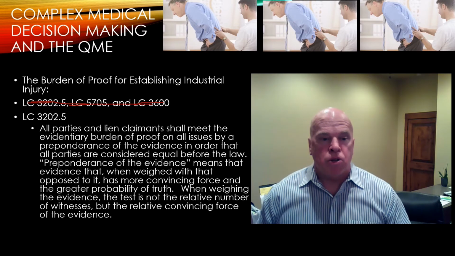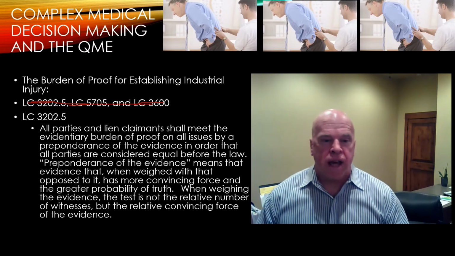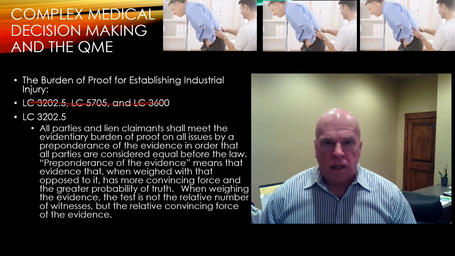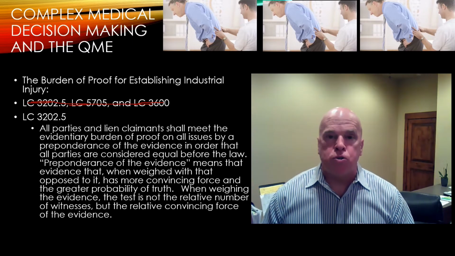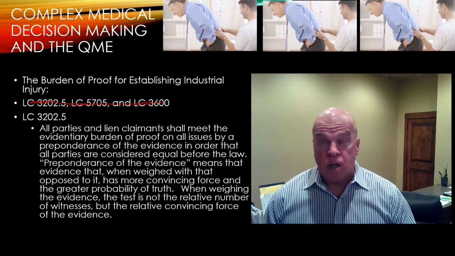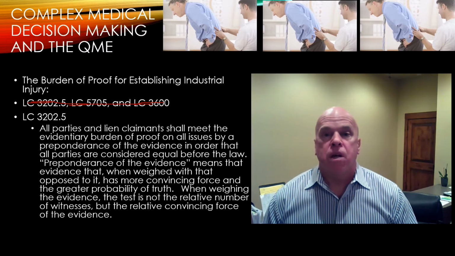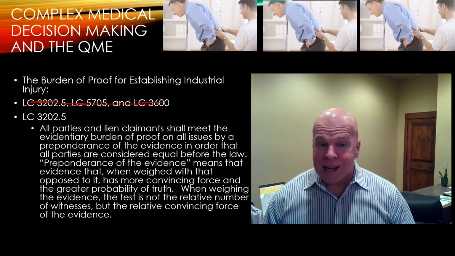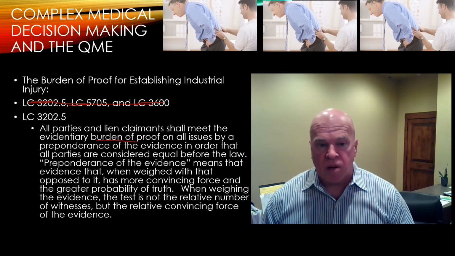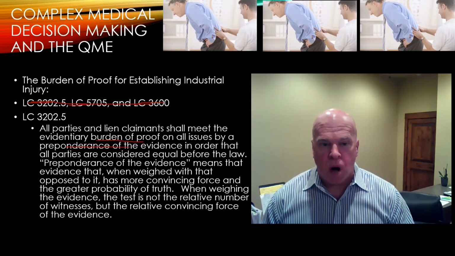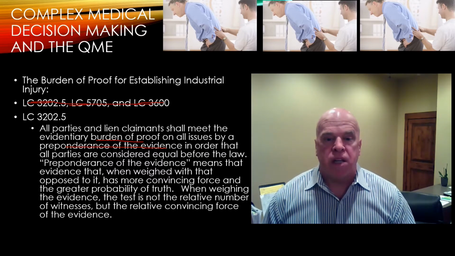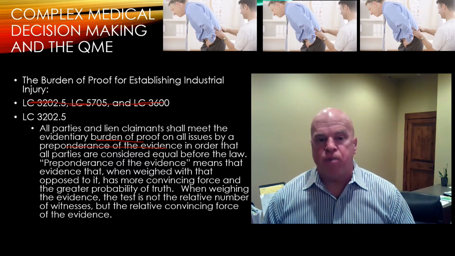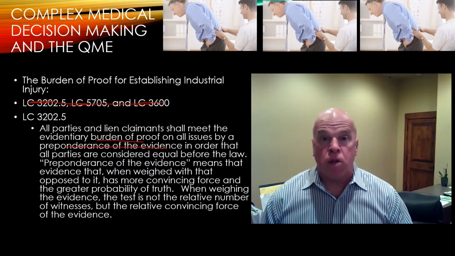Labor Code 3202.5 says that all parties and lien claimants shall meet the evidentiary burden of proof on all issues, such as the occurrence or non-occurrence of an industrial injury, and they shall meet this burden of proof by a preponderance of the evidence, in order that all parties are considered equal before the law.